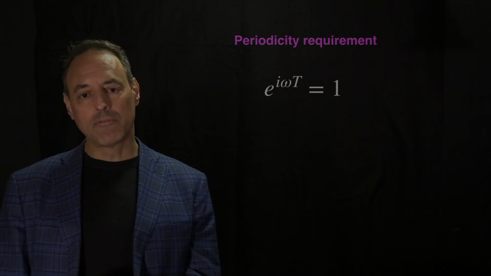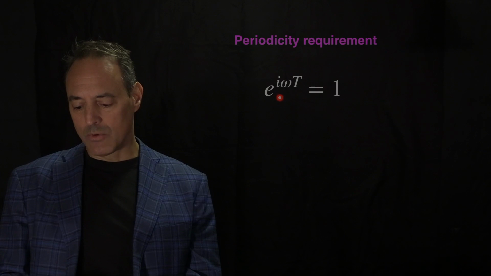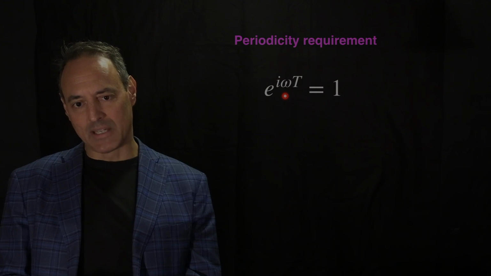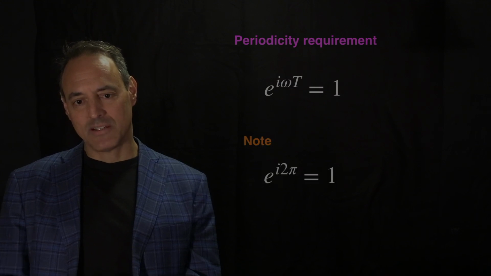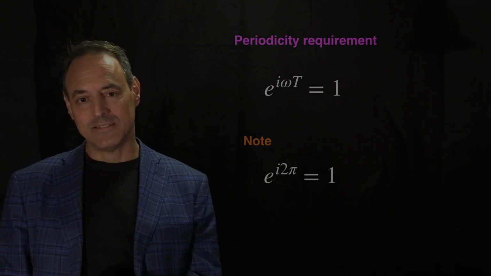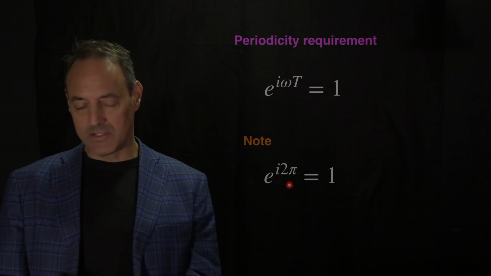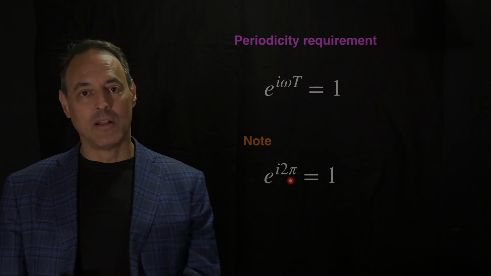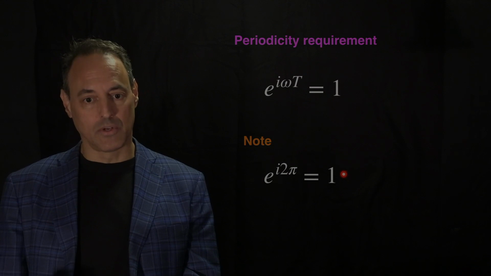So what we're looking for is a way to represent this. This is 1. And so we know that this is cosine omega T plus i sine omega T. And for instance, when this is 2 pi, this is 1. So you can say, oh, this is equal to cosine of 2 pi, which is 1, plus i sine of 2 pi, which is 0. So it's exactly 1.